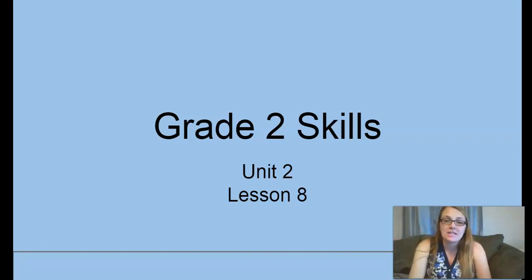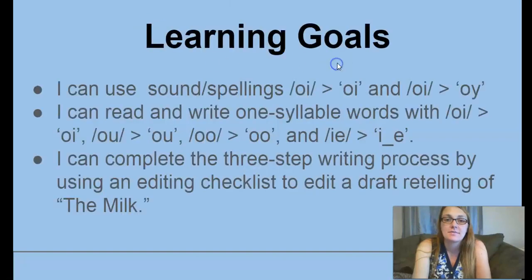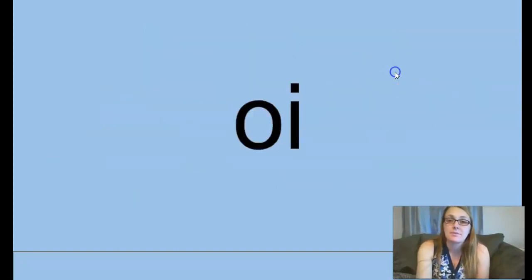We're on Unit 2, Lesson 8 for our Grade 2 skills. Our learning goals for today: use the sound spellings of oi that are spelled O-I and O-Y, and then read and write words with oi and ow and oo, as well as the I-E, magic E. I can complete the 3-step writing process by using an editing checklist to edit the draft of the retelling of the milk. So we already did the first 2 steps. Today will be step 3.